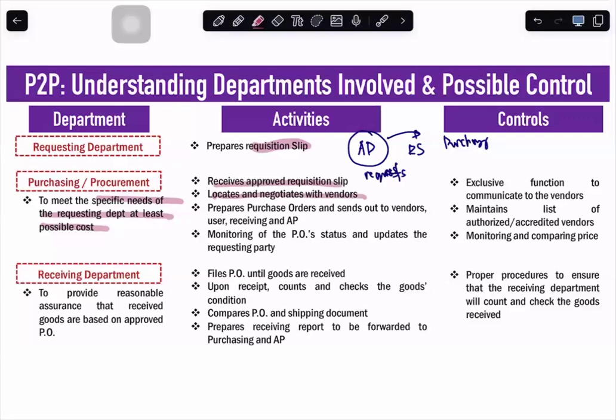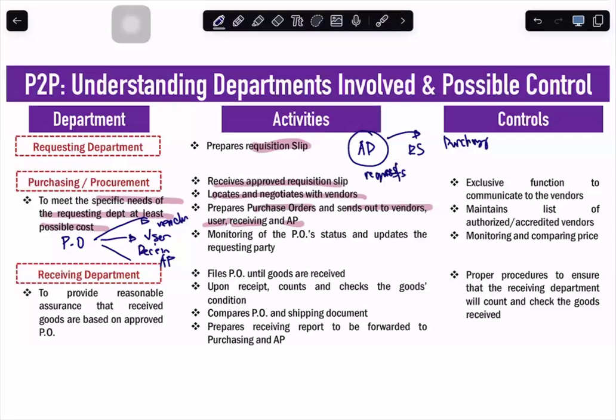Now, once they located and negotiated with the vendor with the least possible cost, they will now prepare the purchase order and they will send this out to the vendor, to the user, to the receiving, and to the accounts payable department. Okay? So they will prepare a purchase order. They will give that to the vendor. Next, to the user or to the requesting department, to the receiving department, and then lastly, to the AP department.